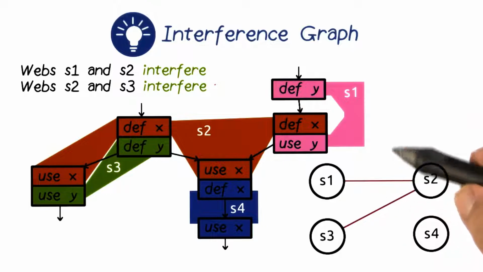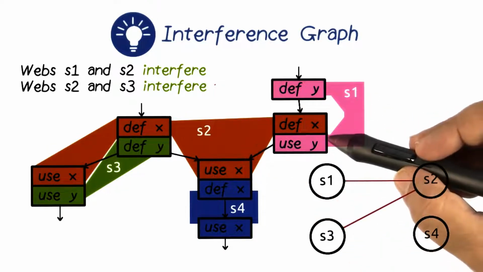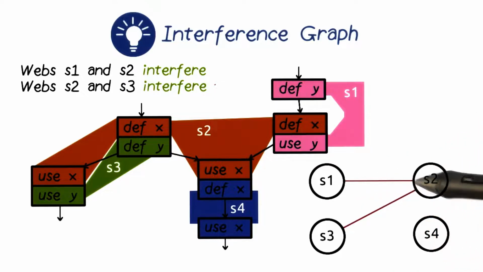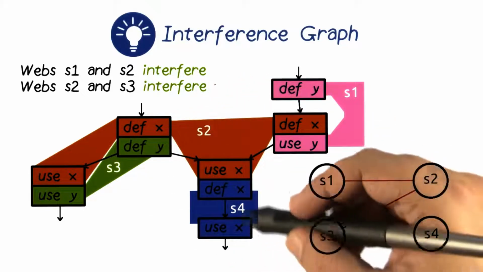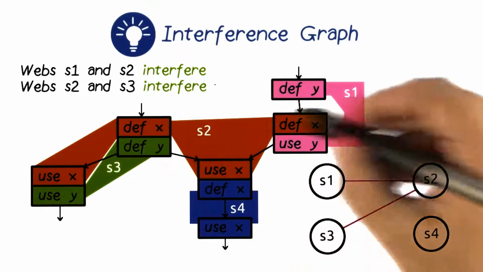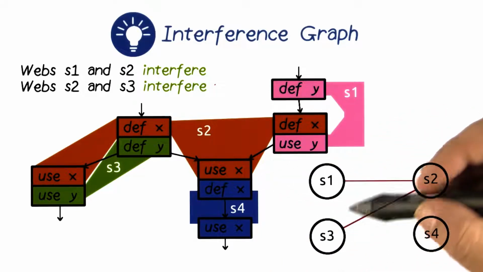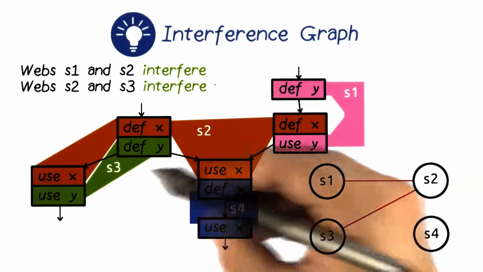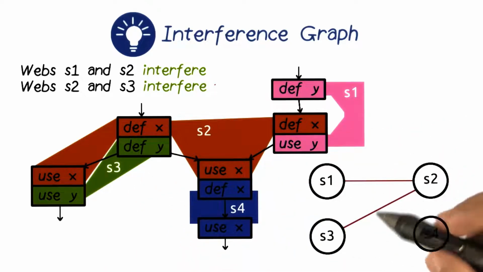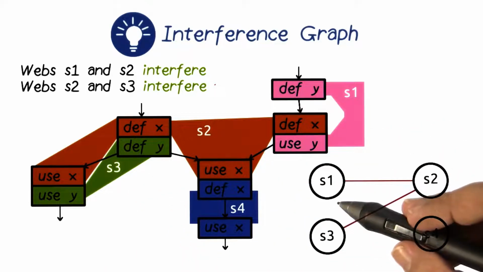really true, because S1 and S2 were interfering over here, so we got an edge between the two, and we got an edge between S2 and S3 over here because of the interference there. S4, however, does not interfere with any of them, and similarly, as pointed out earlier, S1 and S3 are totally disjointed from each other and do not interfere either, and that's why there is no edge here.